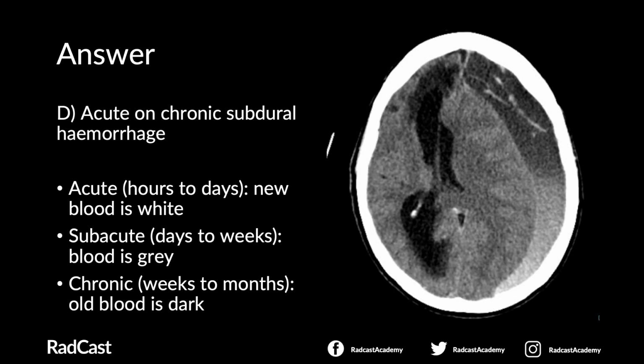The answer is D, an acute on chronic subdural hemorrhage. Remember, with acute bleeds, which are between hours to days, new blood is white. Subacute, so days to weeks, blood is typically a bit more grey. And chronic blood appears dark, so that's weeks to months. Just outlining it here, we've got our acute bleed, and here is more of our chronic bleed. That's just the basics of it. So it's an acute on chronic subdural hemorrhage.